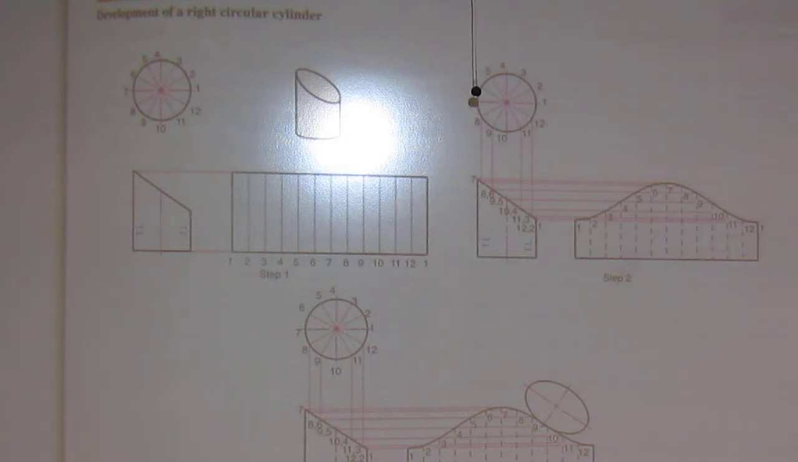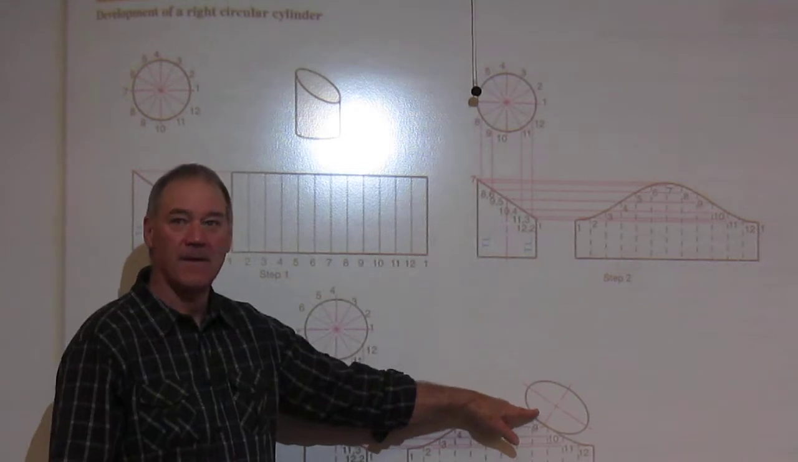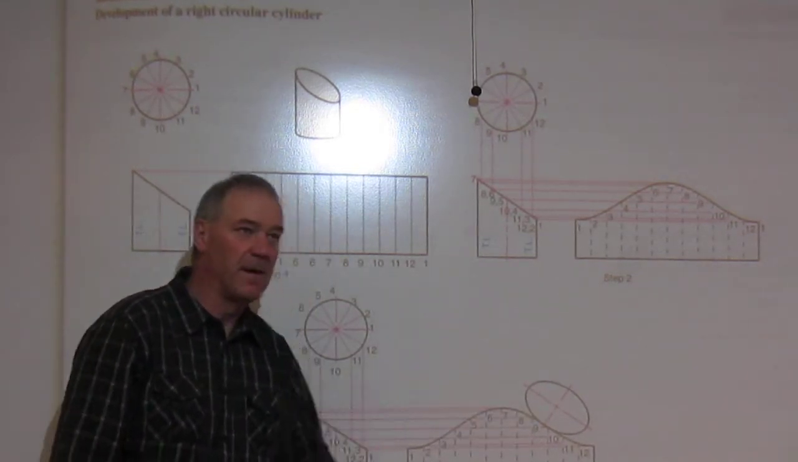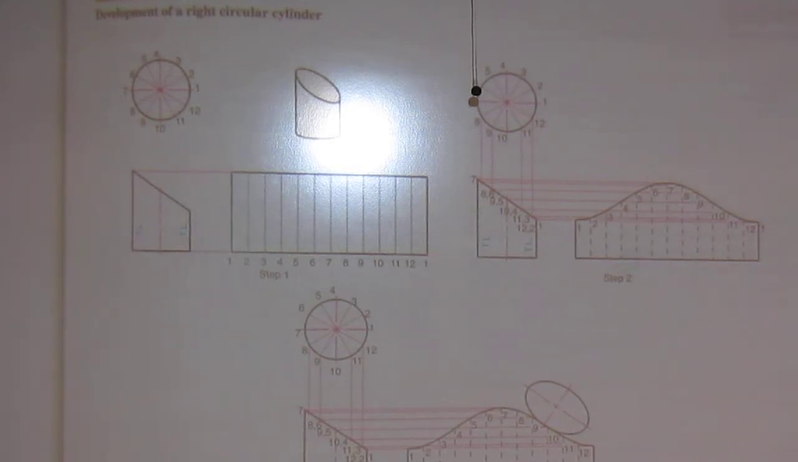Again, on this one, since it is truncated, it needs an auxiliary view. There it is. There's your inclined plane, true size and shape. There's the bottom. This one might look pretty familiar to one of the ones I'm passing around.